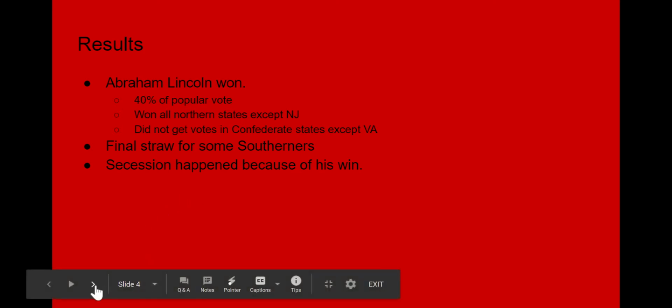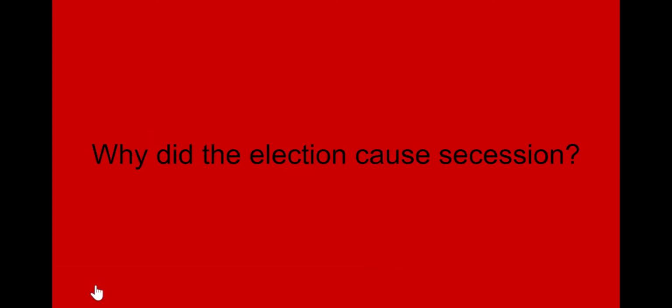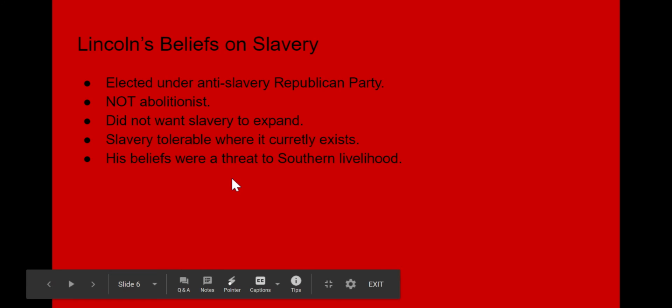And why did that happen? Well, there are many reasons for this. First were Lincoln's beliefs on slavery. Now, it's important to mention that he was under the Republican Party banner in this election, and that was a party that was formed basically to be anti-slavery. That was the goal of the party when it was founded in the beginning of the 1850s. So, because the Republican Party was anti-slavery, at the time you would think, like the Southerners did, that Abraham Lincoln himself was abolitionist. However, he was not abolitionist.